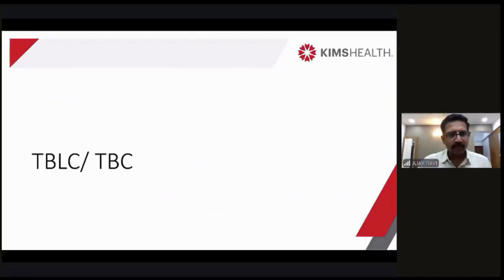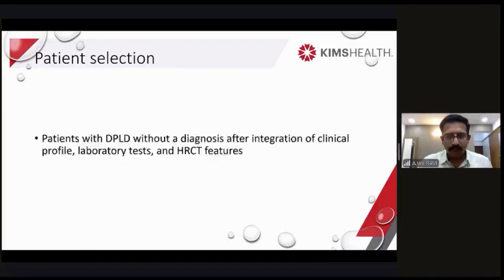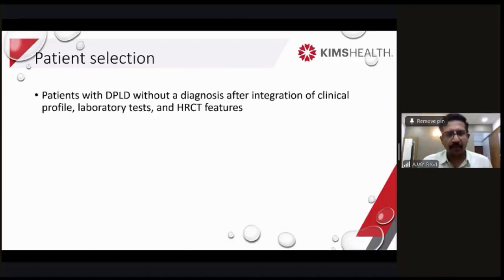We are going to the last topic of the day, which is transbronchial lung cryobiopsies, which is more important and being more practiced nowadays, as it is giving as good a yield as a surgical lung biopsy when it comes to an interstitial lung disease diagnosis.